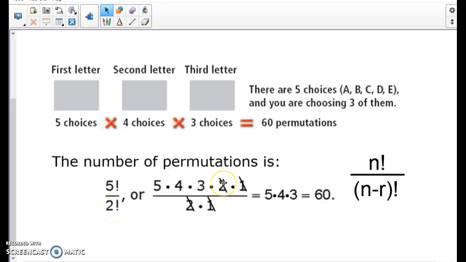And again, you kind of see how they did it a little simpler here, where they both have a 2 and a 1 on top and bottom, so they crossed them out. So really what's left is a 5 and a 4 and a 3 on top. So 5 times 4 is 20, times 3 is 60. So there are 60 different ways I could set that kind of password.